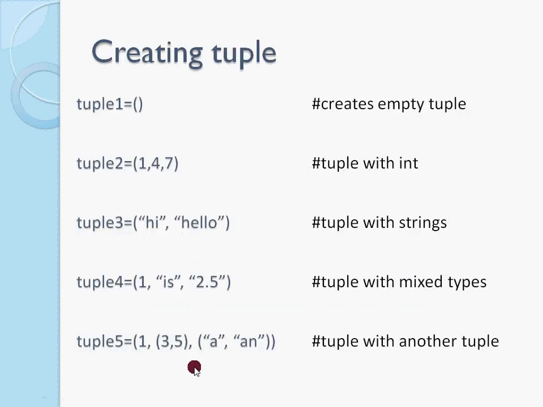So these are the ways with which we create a tuple. A list is represented with square brackets, whereas tuples are represented with parentheses. If we just open and close a parenthesis and assign it to a variable, then an empty tuple is created. This is a tuple with integers, this is a tuple with strings, this is a tuple with mixed types, and this is a tuple where we have a nested tuple. A tuple can also have a list as an element.